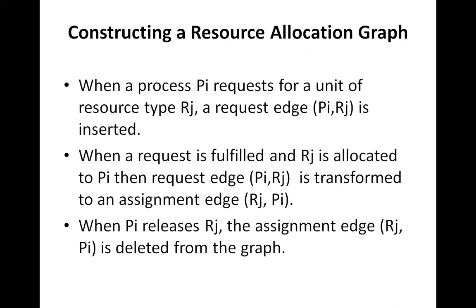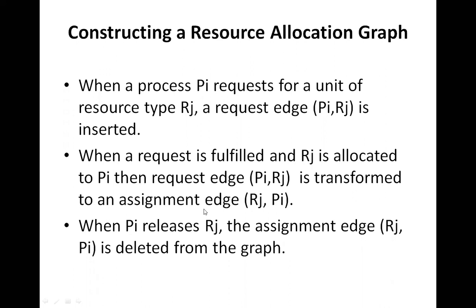Whenever there is a request, an edge will be inserted. Whenever there is a release, the assignment edge is going to be omitted. So it changes dynamically as the processes request and release resources. When a process Pi requests a unit of a resource type Rj, a request edge Pi to Rj is inserted. When the request is fulfilled, meaning it is allowed and Rj is allocated to process Pi, then the request edge Pi Rj is transformed to an assignment edge.